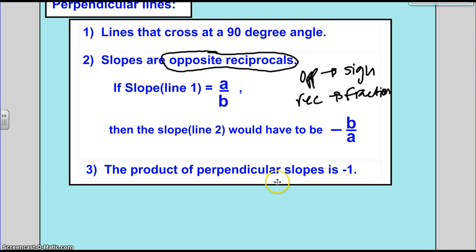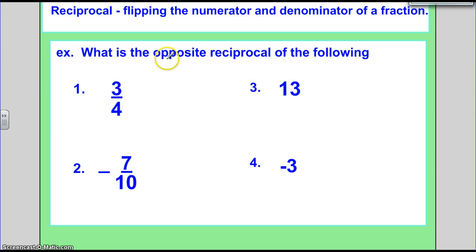The product of perpendicular slopes is -1. What that is saying is that if I have -1/2 times 2/1, then I get -1. Reciprocal means flipping the numerator and the denominator.